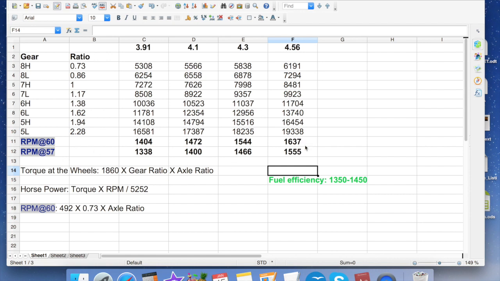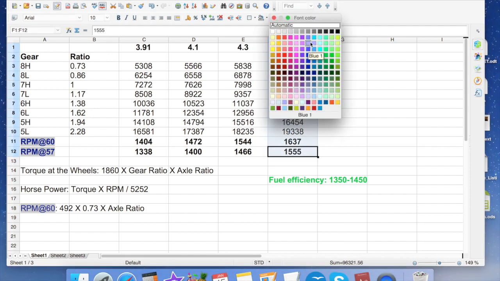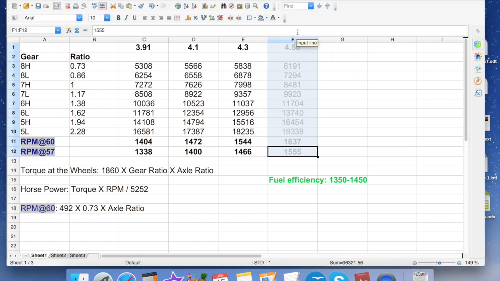But here you see that even at 57, the RPM is too high, much higher than the fuel efficient RPM. So 456 is just no good. We can gray it out somehow. Yeah, make it like this. So this is not good. Now here, at 60, we're at 1544, and at 57, we're at 1466. That can be a little bit fuel efficient, but then it'll be very slow all the time.